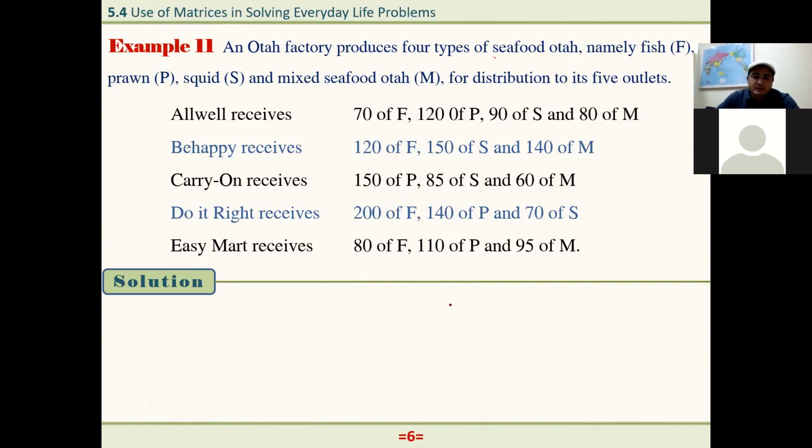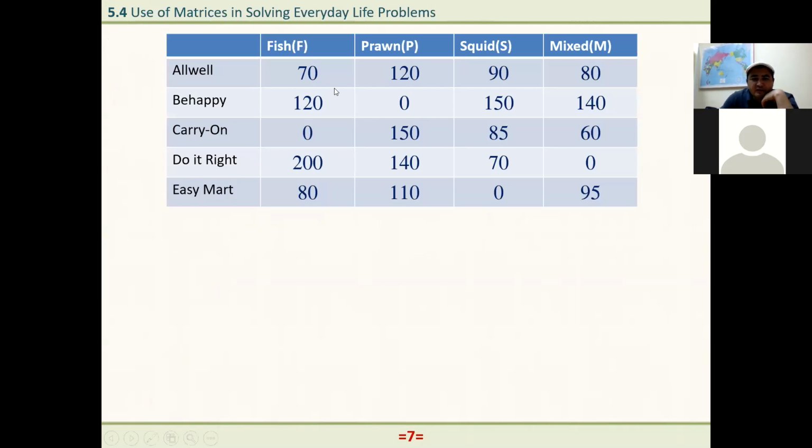Very good. Actually, this is also partially statistics, as we are given a set of data here. The first task is to tabulate this, and after that we will answer the questions. So can we display this data in a table? How do you do that? Here we have the types of products: fish, prawn, squid, mix. This is not given, actually; the student must do this. Then Allwell, Be Happy, Carry On, Do It Right, Easy Mart. As you see here, that is one of the most commonly used ways of presenting data. That is tabulation, that's what we call it in statistics.